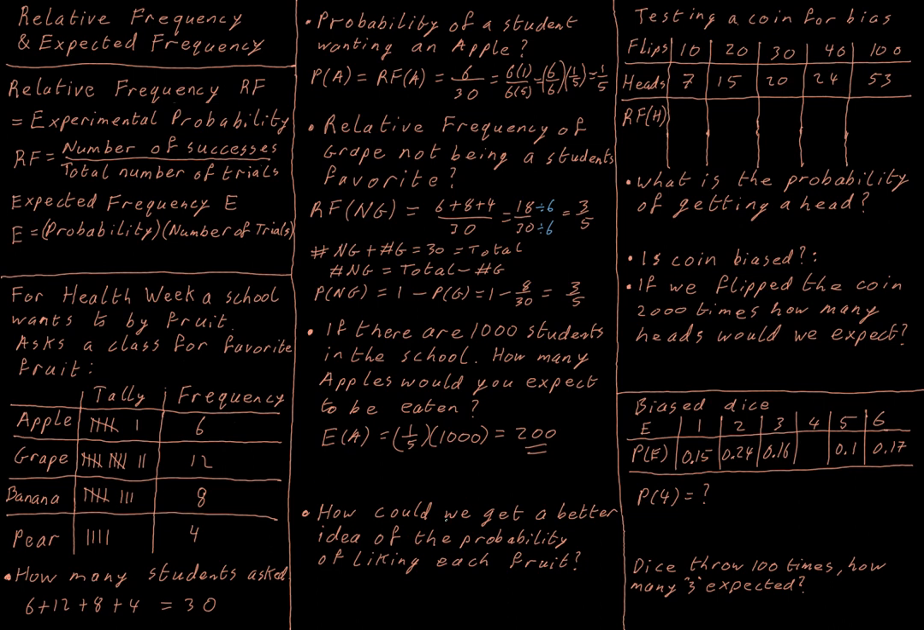Now, to the accuracy of our survey, how could we get a better idea of the probability of liking each fruit? Well, we only asked 30 people out of a population of 1,000.